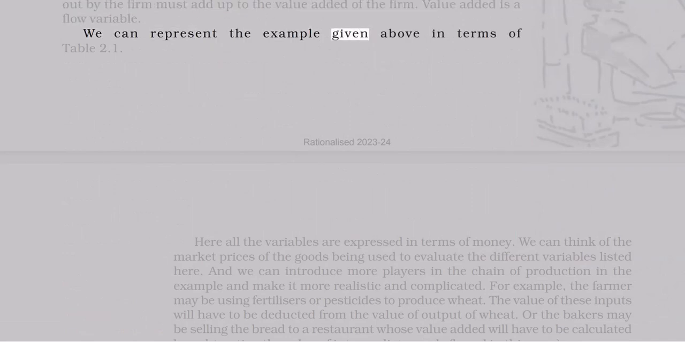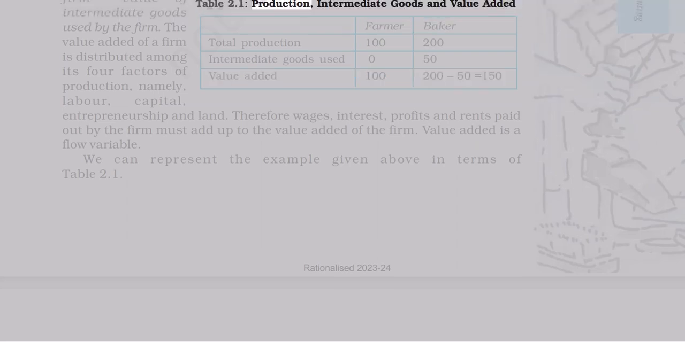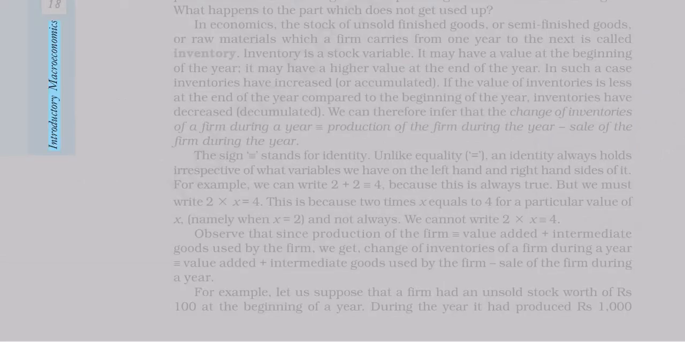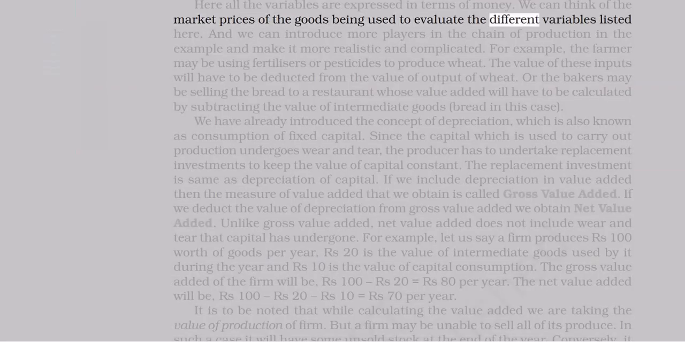We can represent the example given above in terms of table 2.1. Farmer, baker, total. Production: 100, 200. Intermediate goods used: 0, 50. Value added: 100, 200 minus 50 equals 150. Table 2.1: Production, intermediate goods and value added. Introductory macroeconomics. Here all the variables are expressed in terms of money. We can think of the market prices of the goods being used to evaluate the different variables listed here.